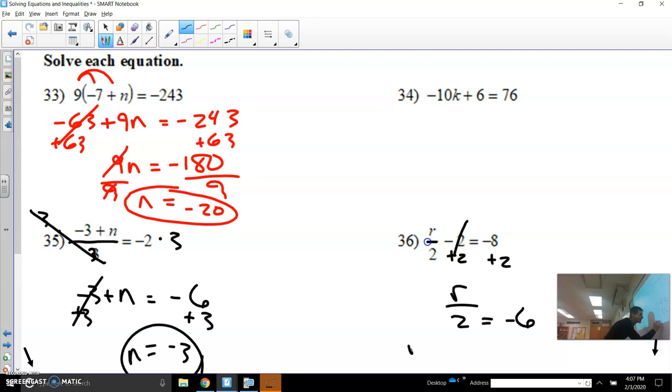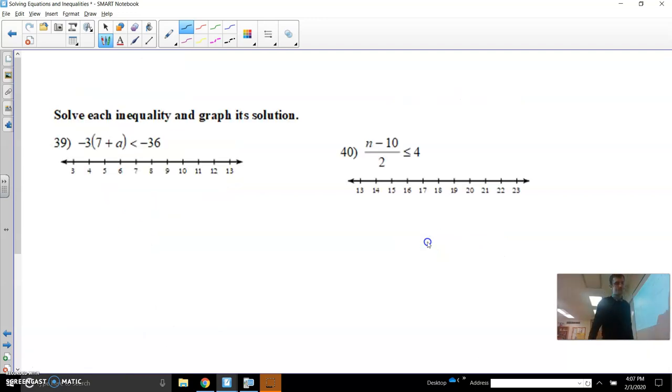Try to get the r by itself so you can tell me that final answer. We'll check your work in class.